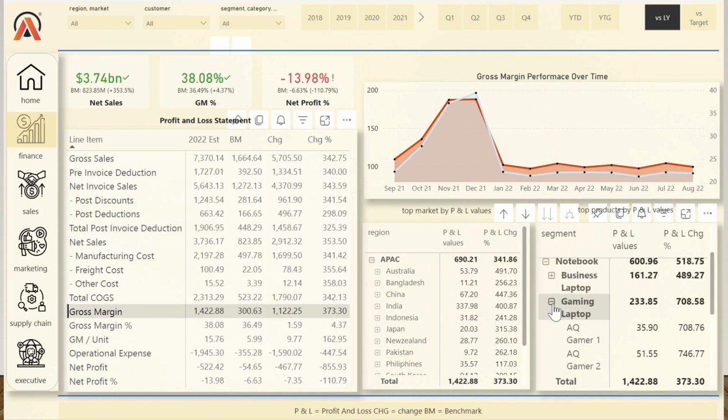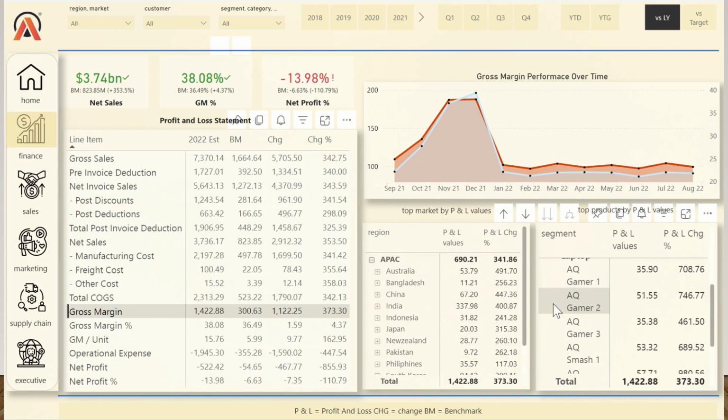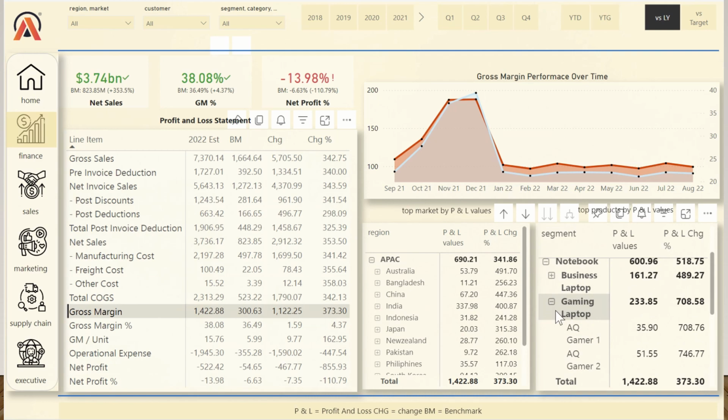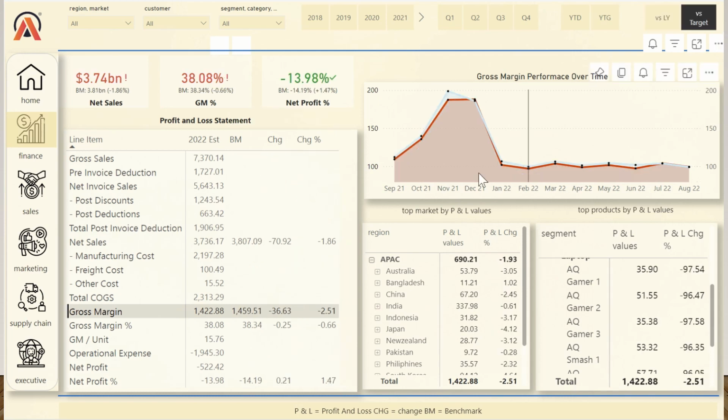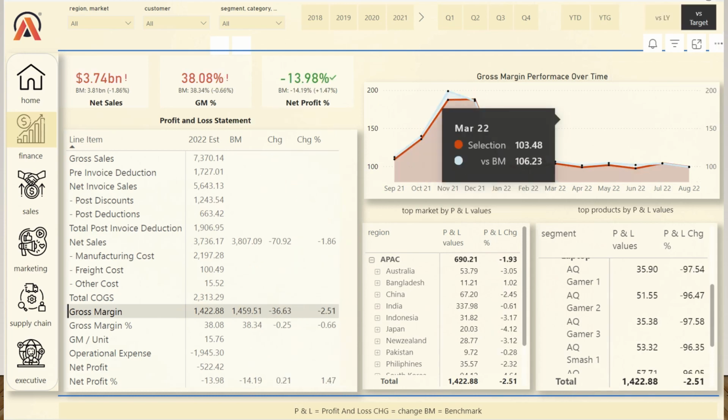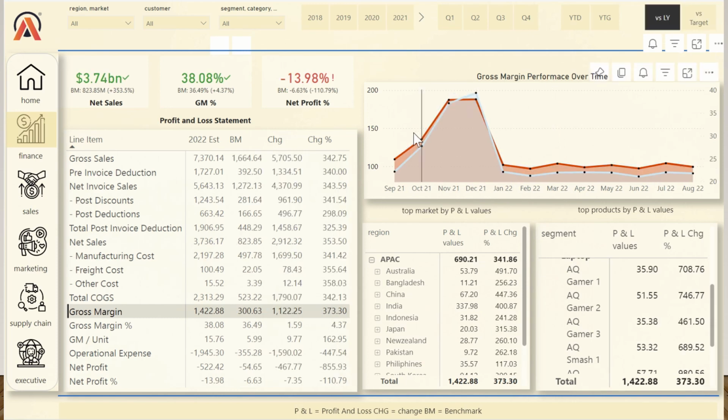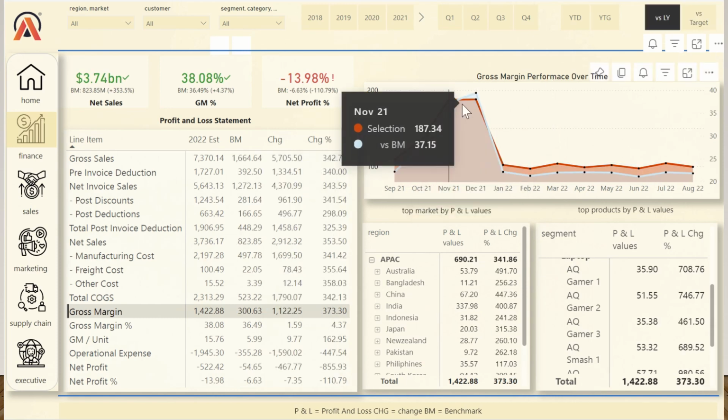And to be more specific, we are getting more gross margin from this AQ Smash 1 gaming laptop, and we are getting 53 million of gross margin from there. But let's just go here and change the target just to see this visualization. Before it was like this. Before, the target was above and the gross margin this year was under.